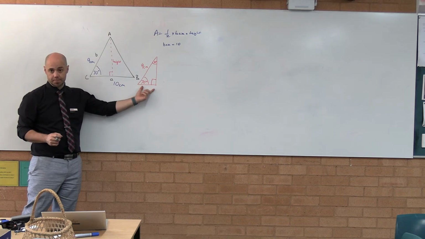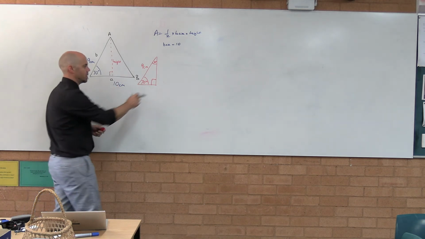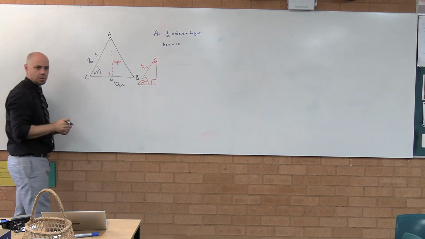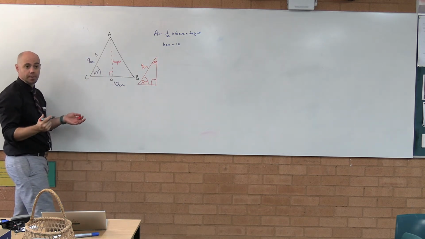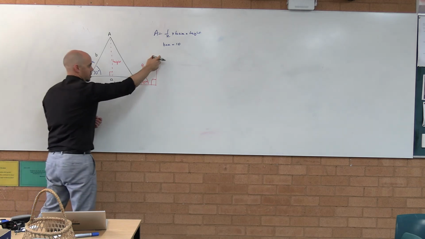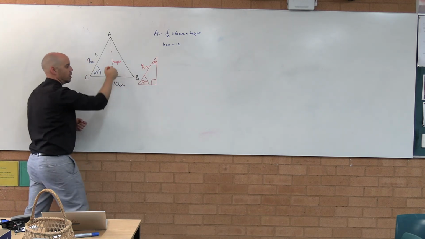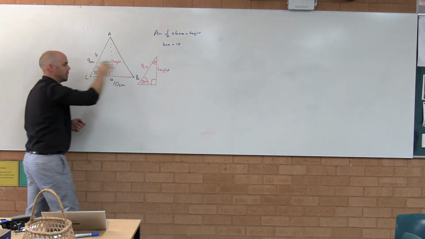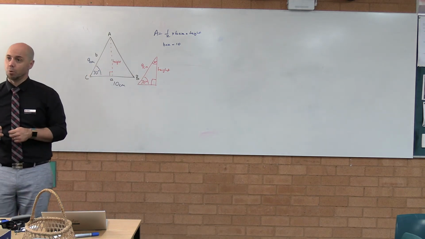So we don't know that. Okay? Alright, let's leave that for the moment. From this over here, what do we know about this? What are we calling that? This. The height. Okay? That's the height on our big triangle that we're trying to work out the area for.